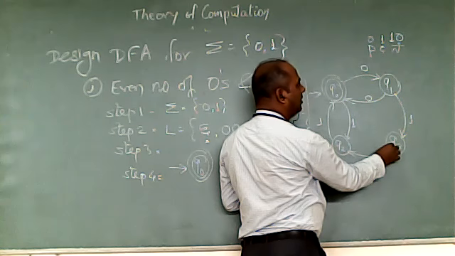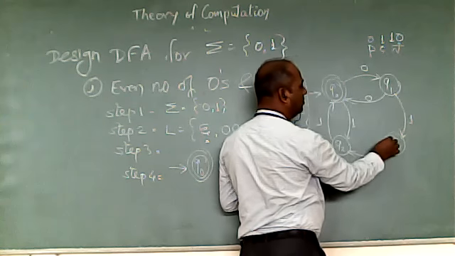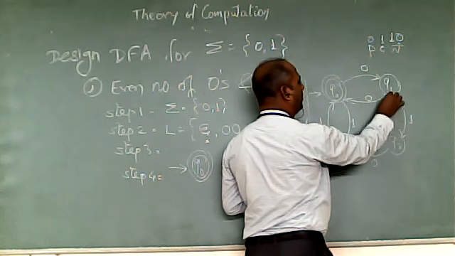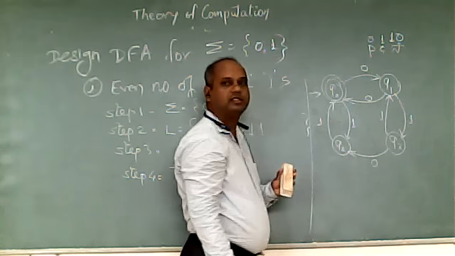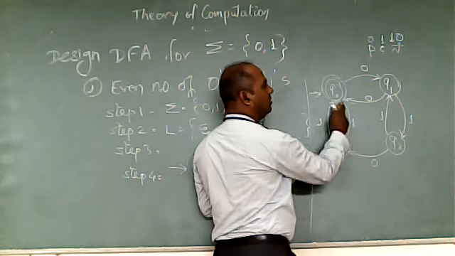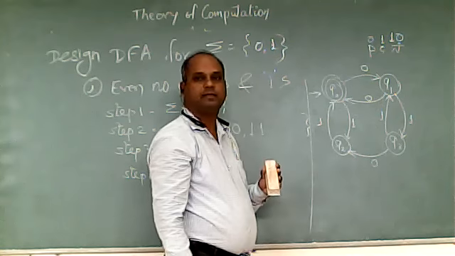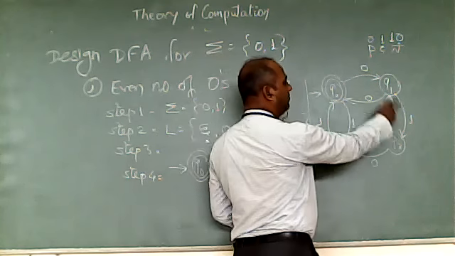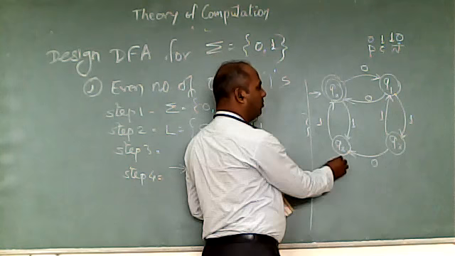So I make one transition to a state. Now I must get 1 0. So I will add one transition here. So with 1 and 0, it is reaching the final state. So yes, Q3 is done. Q1 is done. 0 transition, 1 transition.